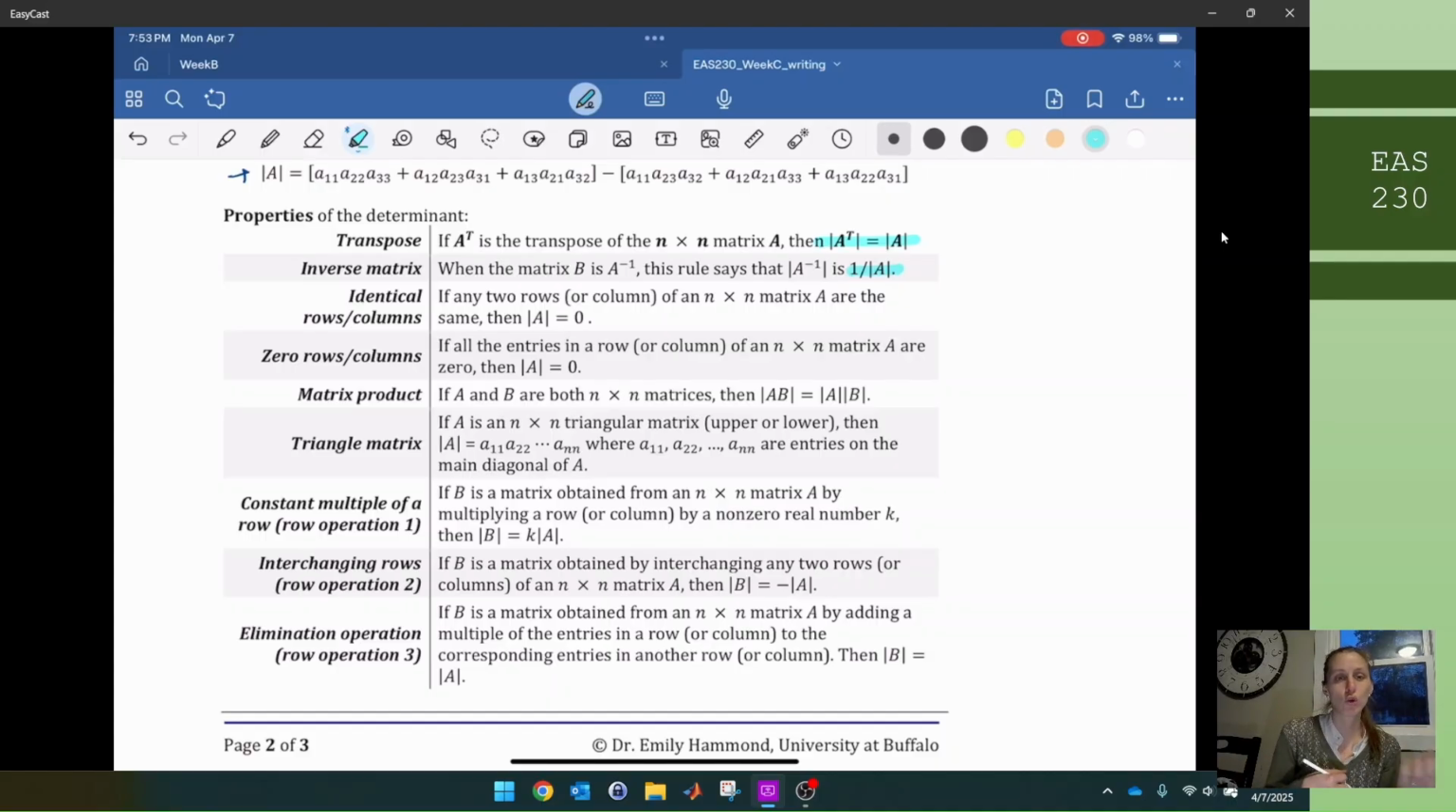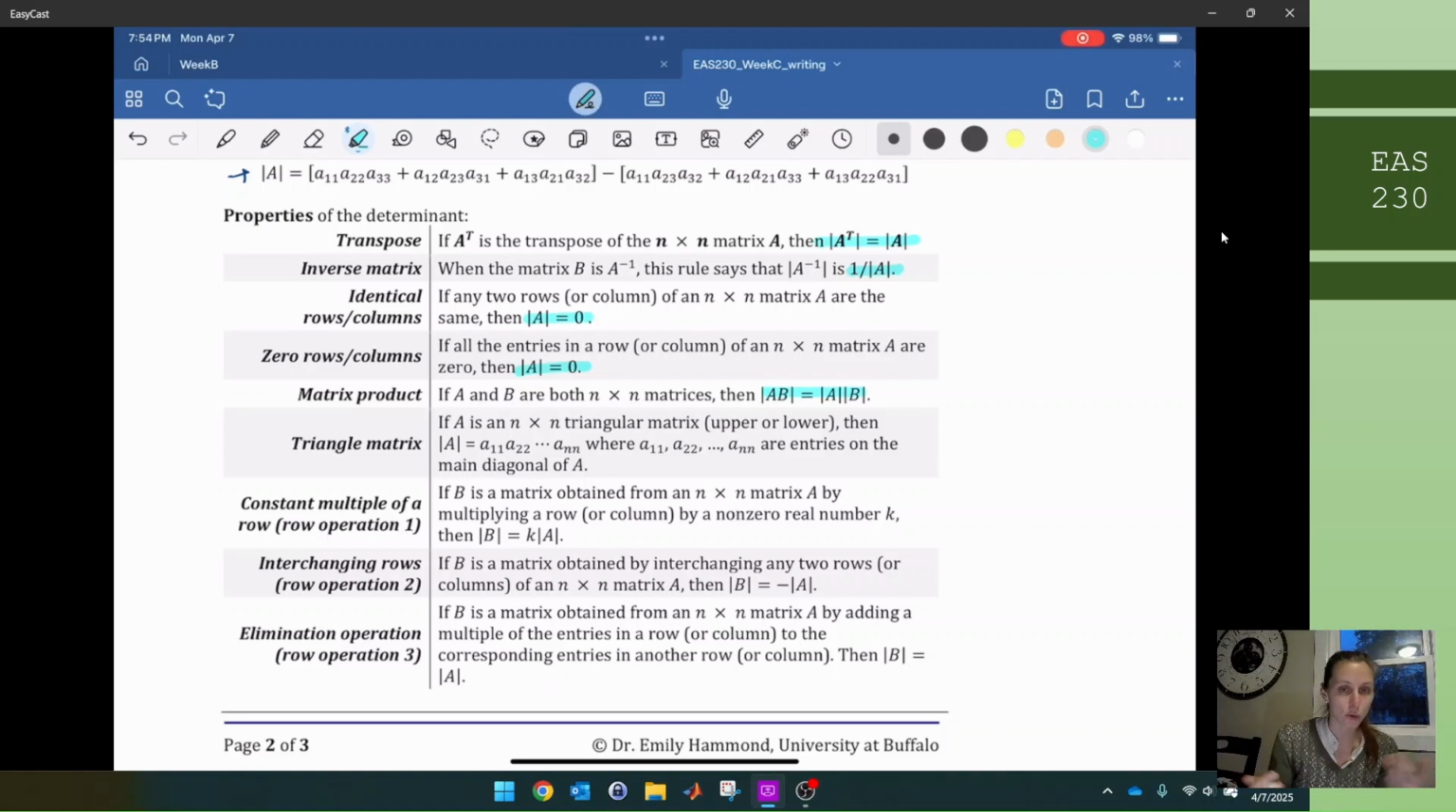If we have two rows or two columns that are the same, then my determinant equals 0. If we have a row of elements that are 0 or a column of elements that are 0, my determinant is also 0. If we multiply two matrices together, then the determinants are multiplied together.